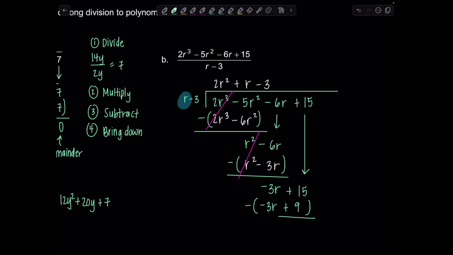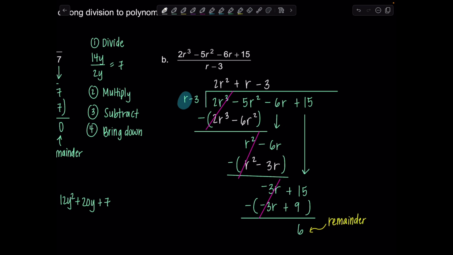Now step 3, we subtract this from the row up above. This canceled out. Perfect. And then this is now 15 minus 9. 15 minus 9 is positive 6. There's nothing to bring down, and I can't keep dividing because here we have r to the first. There's no r's here. This is degree 0. This is my remainder. So we have a remainder this time.